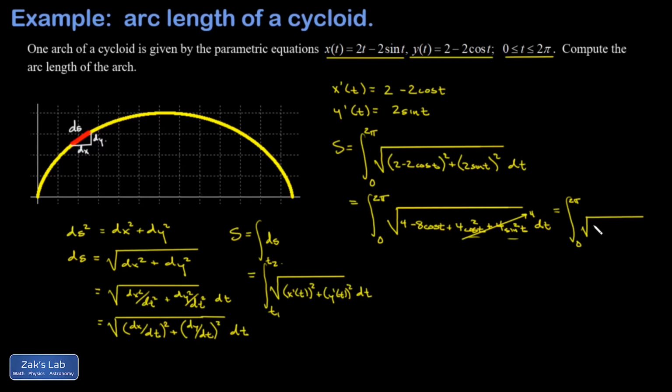So now I have the integral from 0 to 2 pi of the square root of 8 minus 8 cosine t, dt. I'm going to do one more thing to clean it up before we get serious about the integral. I'm going to pull out that 8 inside the square root. That gives me the square root of 8, which is 2 root 2, and I can pull that out in front. So 2 root 2 times the integral from 0 to 2 pi of the square root of 1 minus cosine t, dt.